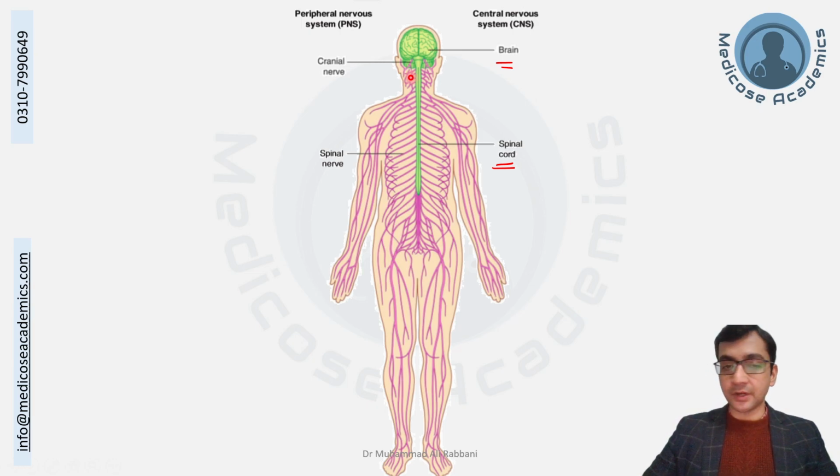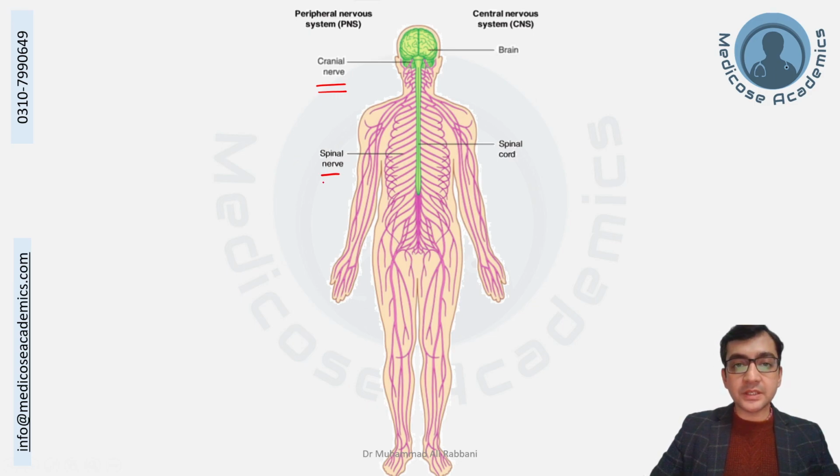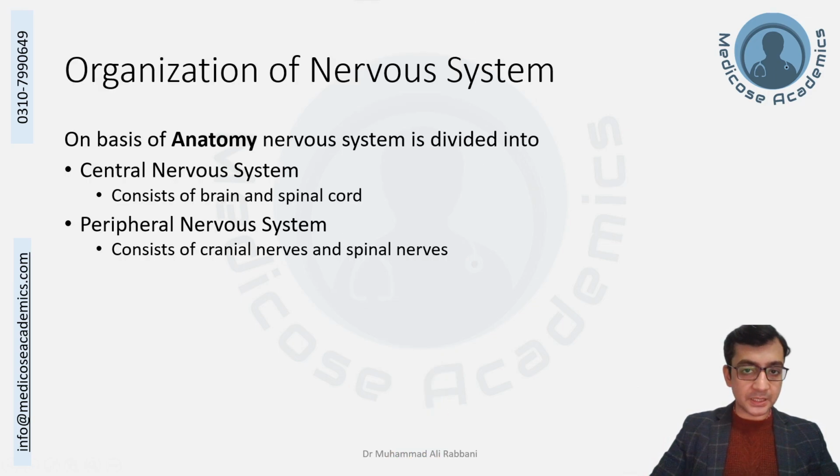Then there is the peripheral nervous system, which is all the nerves that are going and being distributed to different parts of the body. These constitute the peripheral nerves. They consist of cranial nerves, which are the nerves that originate from the brain, and spinal nerves, which are the nerves that originate from the spinal cord. They connect the most distal parts of the body to the central nervous system.